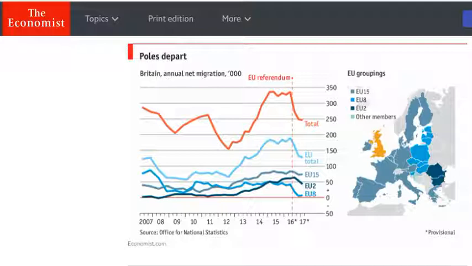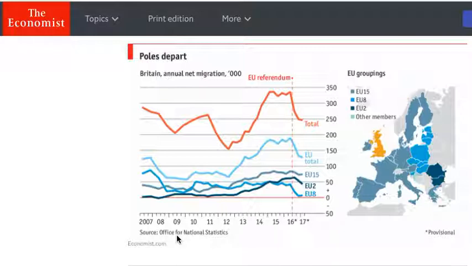Poles depart. Poles, the Polish people? Yeah? You can see the word EU referendum. 1, 2, 3, 4, 5. There's 5 lines. You can see the names down the side. Here you've got a scale of thousands. So it's 50,000, 100,000. This is a scale down the side.